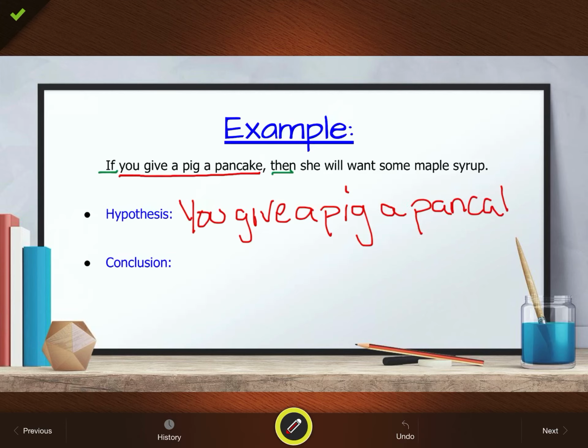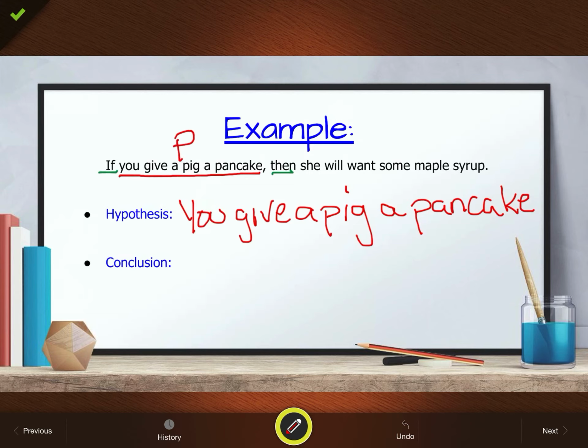Notice I did not include the word if. If you include the word if, it's marked wrong. The hypothesis comes after the word if. And remember, our symbol, we call that P.